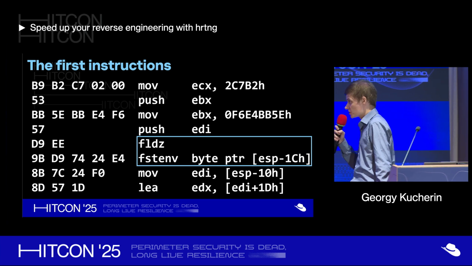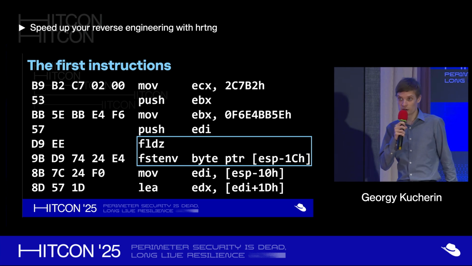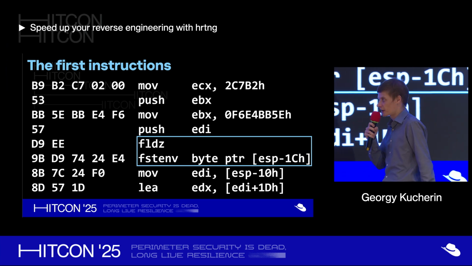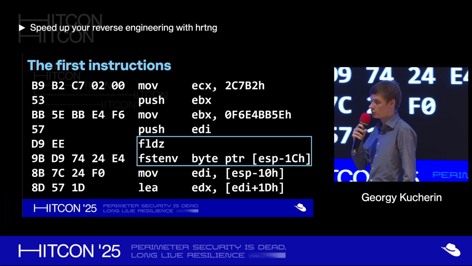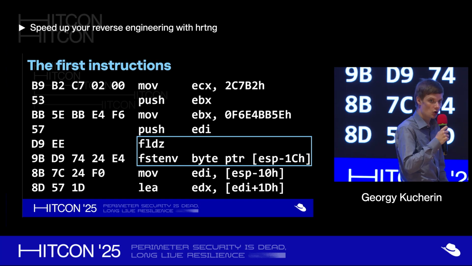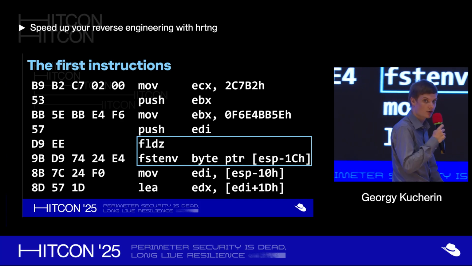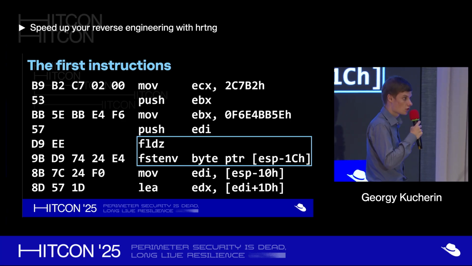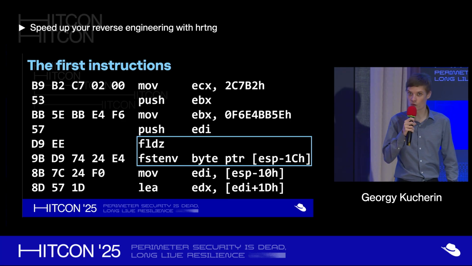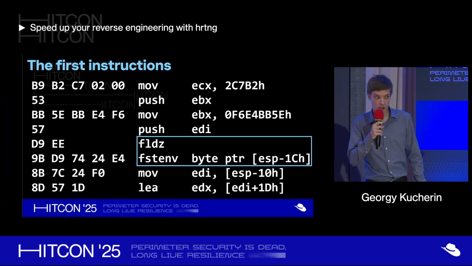To find this out, we can consult the internal documentation for the x86 architecture, which says that the FLDZ instruction is used to push the value 0 onto the floating point unit stack, while the instruction FSTENV is used to store the internal state of the floating point unit in memory.